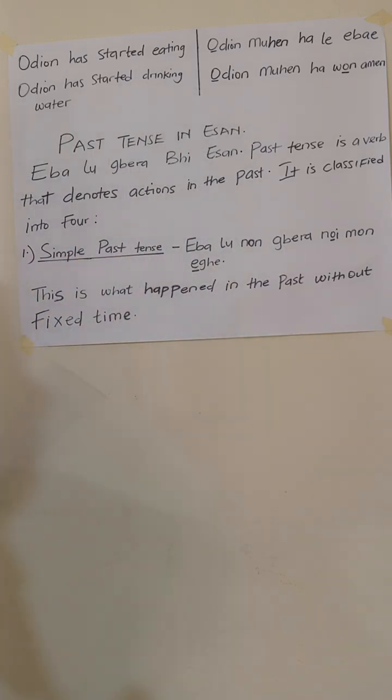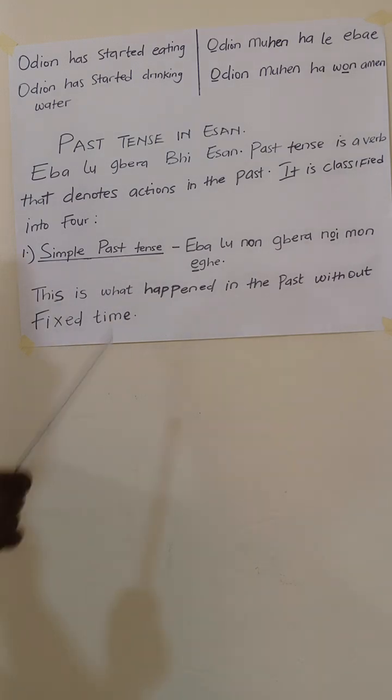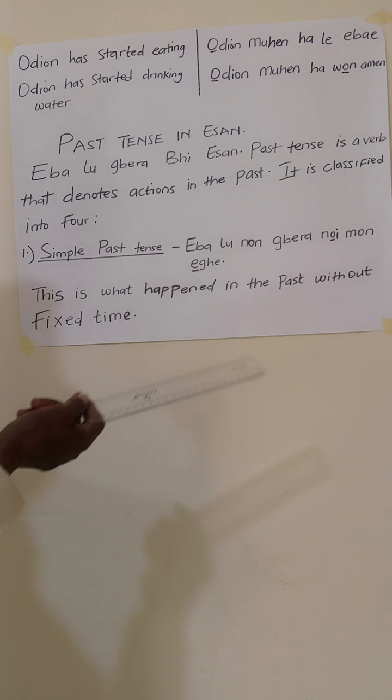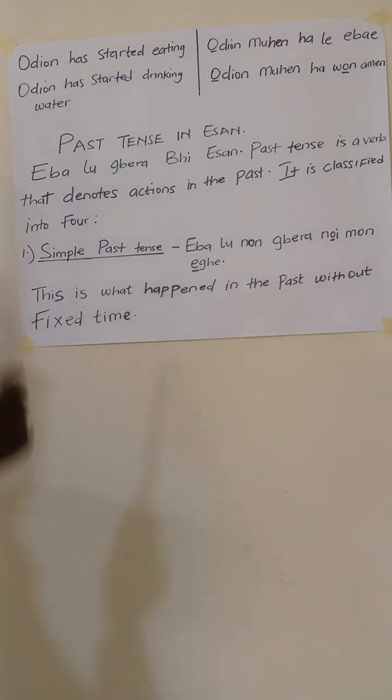We are going to enter past tense in Esan. Ebalu gbera Esan. Or the matania. Past tense in Esan. That is anything that denotes actions in the past. That is past tense. It is classified into four again too. You have simple past tense.